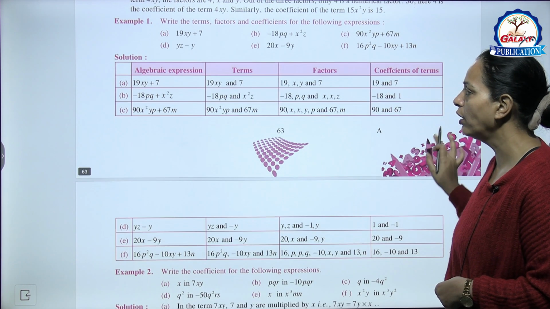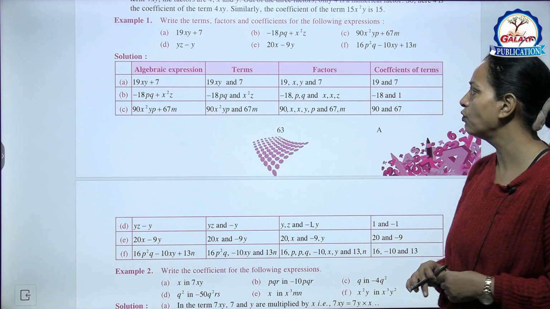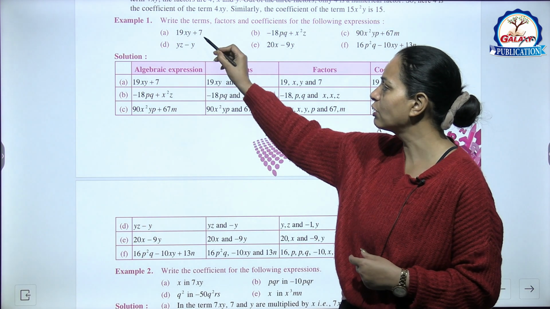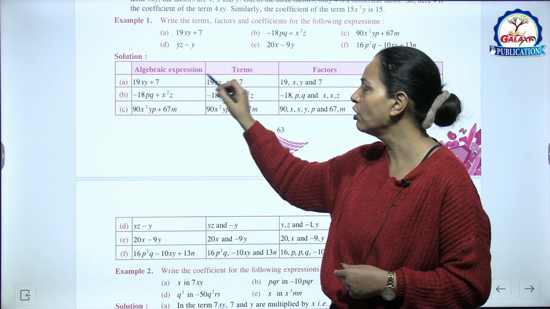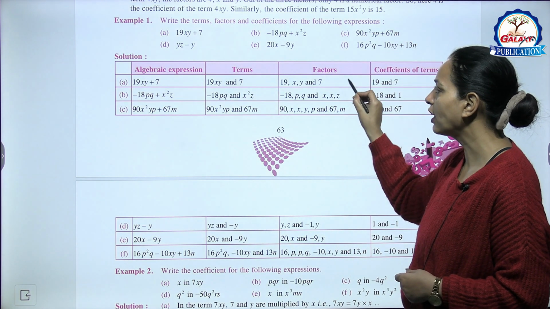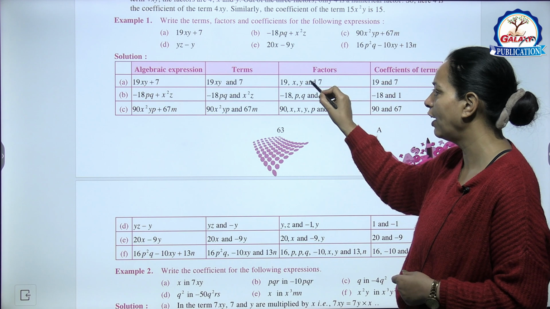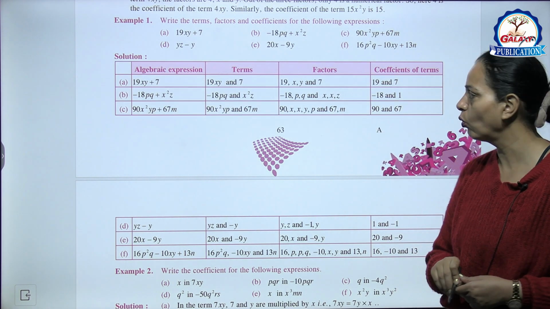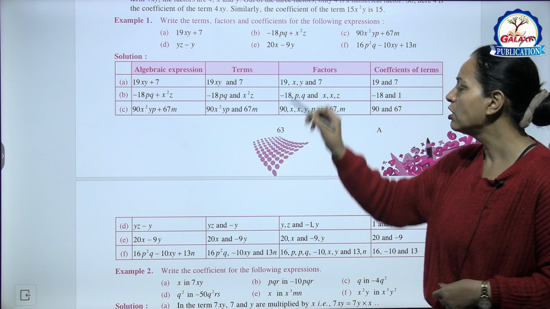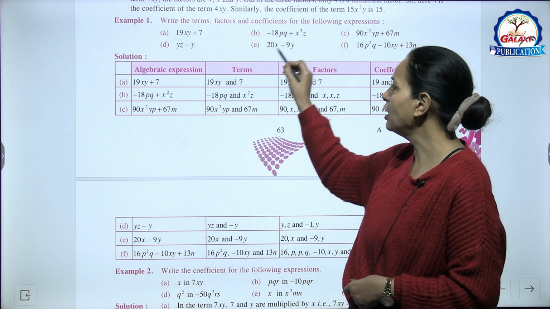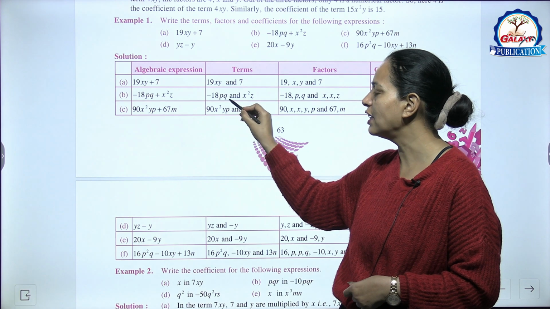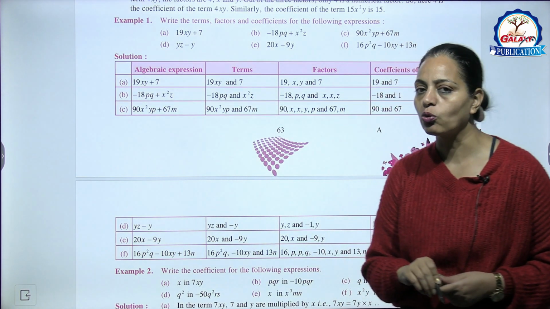Now example 1, write the terms, factors and coefficients for the following expressions. A part, 19xy plus 7. This is the expression. So terms are 19xy and 7. Factors are 19, x and y, and 7. Coefficients are 19 and 7. Now B part, minus 18pq plus x square z. So here terms are minus 18pq and x square z.